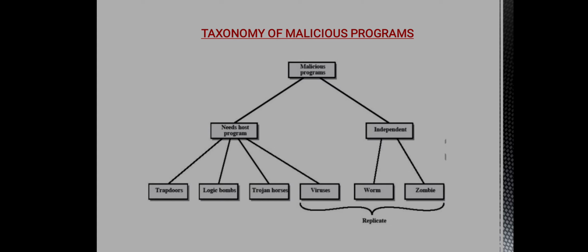This flowchart represents the taxonomy of malicious programs. Malicious programs can be categorized into dependent programs, which need host programs, and independent programs. Dependent programs cannot exist independent of some actual application. Examples of dependent programs are trapdoors, logic bombs, Trojan horses, and viruses. And the independent programs can be scheduled and run by the operating system. Examples of independent programs are worms and zombies.